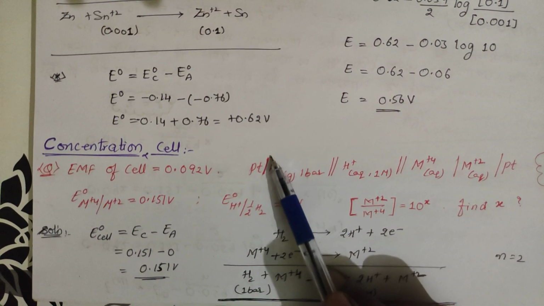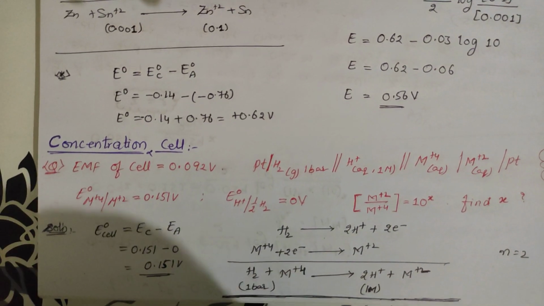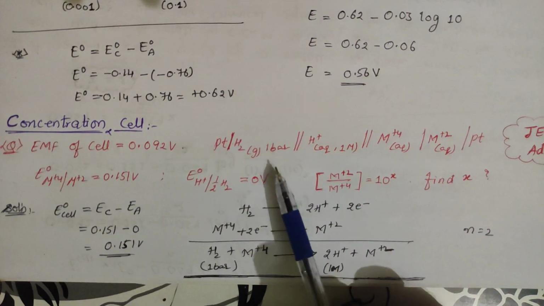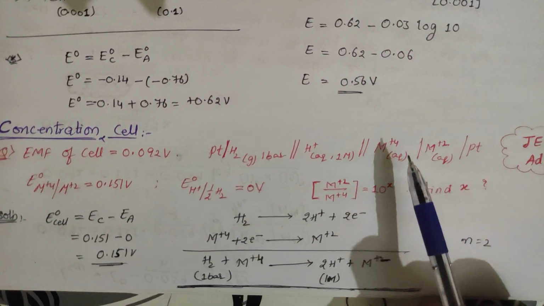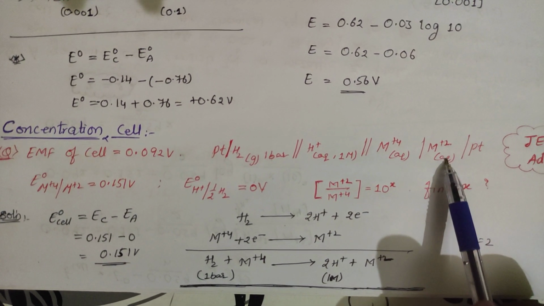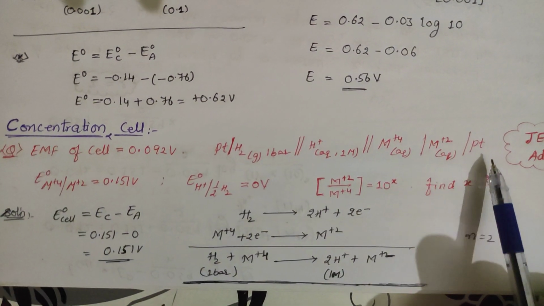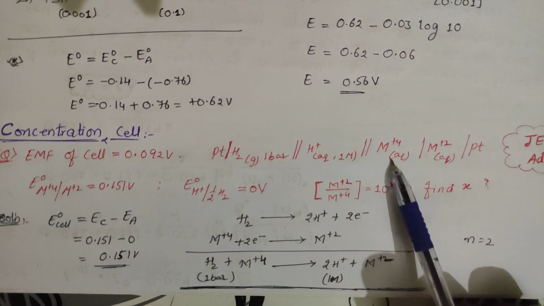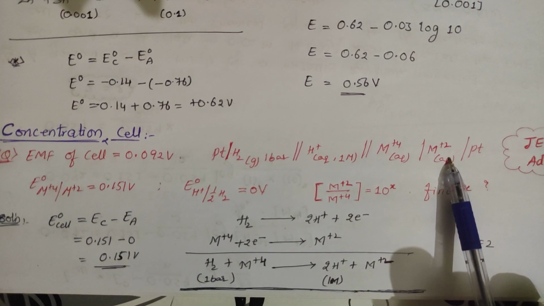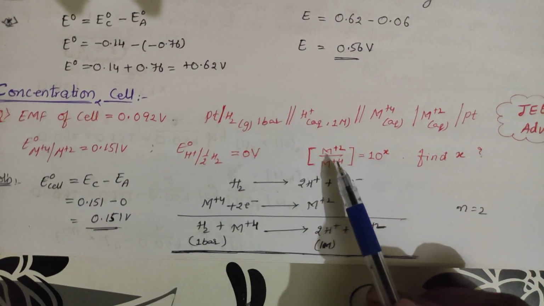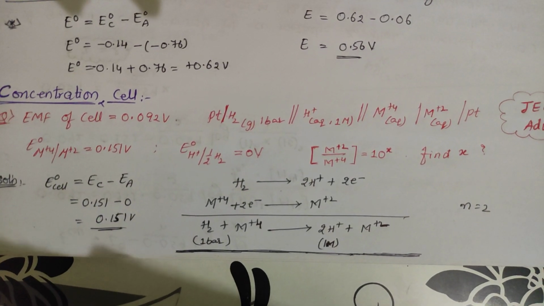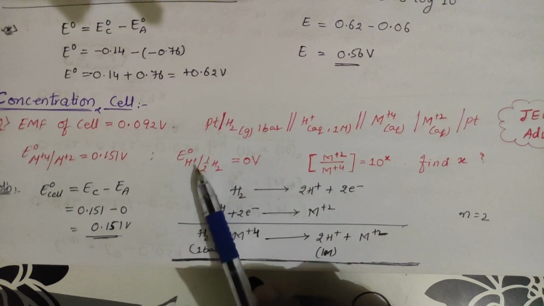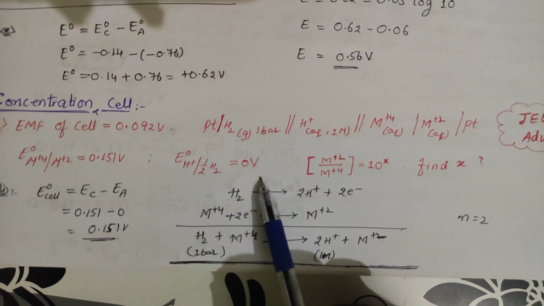Platinum has been taken as the electrode where hydrogen gas has been pumped in. Hydrogen is getting converted to H plus, meaning it has undergone oxidation. M plus 4, another metal, has been placed there. M plus 4 is getting converted to M plus 2 with the platinum electrode, right? This metal has undergone reduction. And he has mentioned E naught of M plus 4 to M plus 2 is equal to 0.151 volts, and E naught of H plus to half H2 has been mentioned as 0 volt.